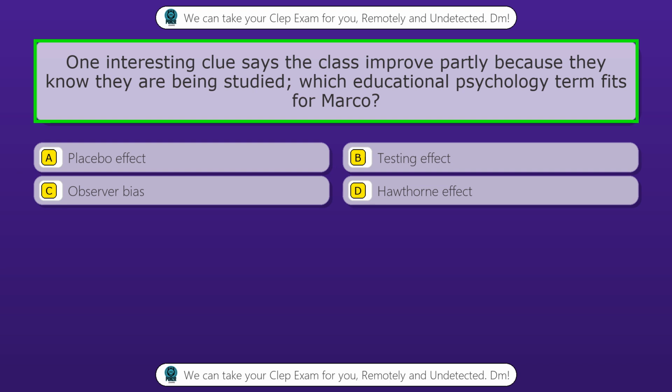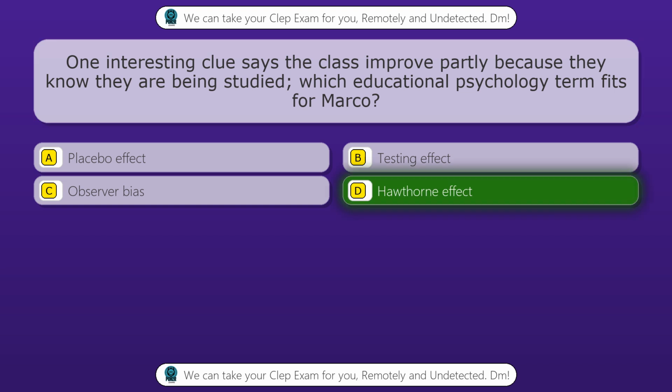Question 96. One interesting clue says the class improved partly because they know they are being studied. Which educational psychology term fits for Marco? Option A, placebo effect. Option B, testing effect. Option C, observer bias. Option D, Hawthorne effect. The correct answer is option D, Hawthorne effect.